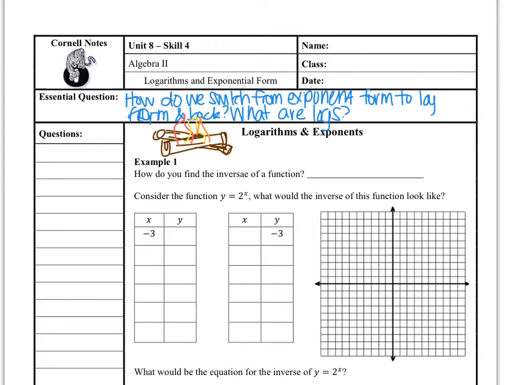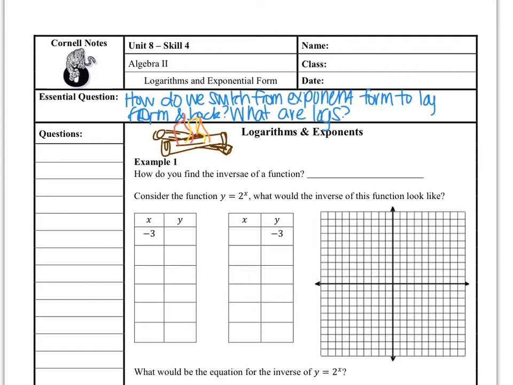So our essential question right here says, how do we switch from exponent form to log form? Sorry about this messy handwriting. That says log and this says form. How do we switch from exponent form to log form and back? And what are logs? They are not your campfire logs. We're not talking about those. Look at my artistic skills right there, right?